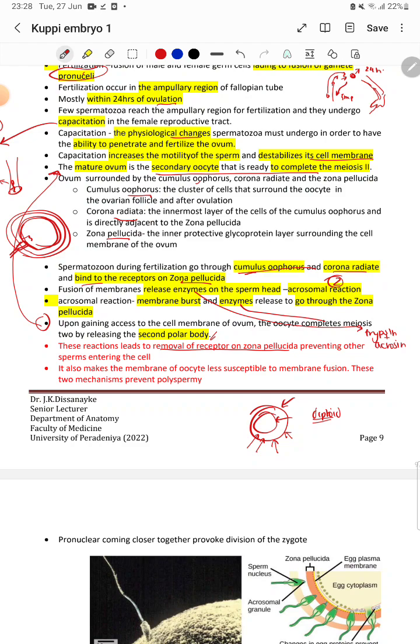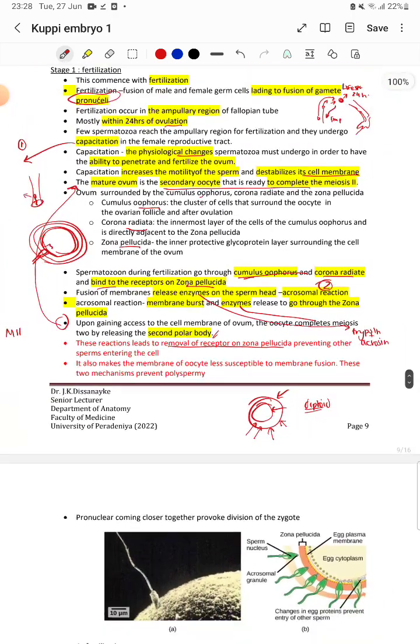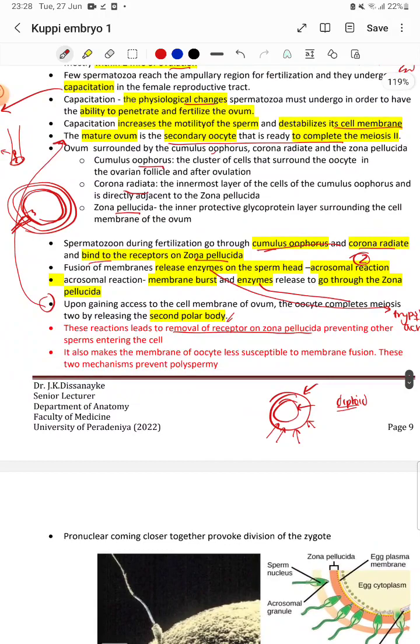And also, the polarity of the cell, the ovum, the egg cell, is also changed. I don't know why it's not mentioned here, but the polarity will be changed, and that also prevents polyspermy.